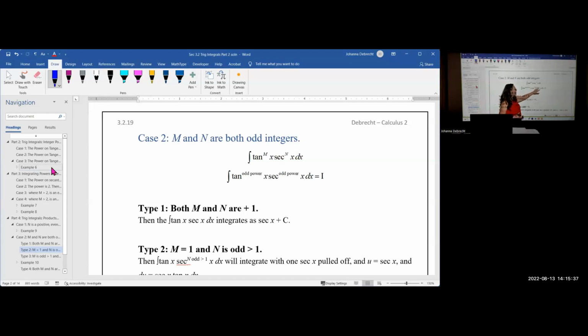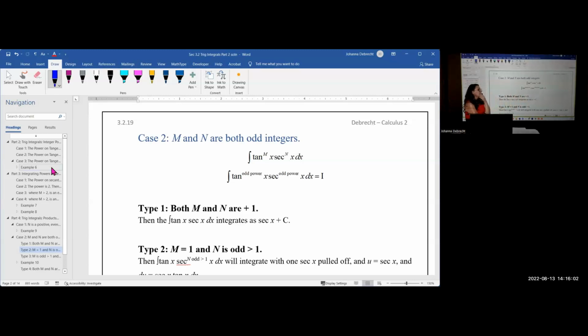So we have secant to an odd power. Now, unfortunately, there are 2 cases here, so we can't do tangent to any power like we did last time. We had secant being even, and we didn't care about the power on tangent. This time, we have to split it into 2 subcases. Secant raised to an odd power, tangent raised to an odd power, so both odd. This is going to be a little difficult.